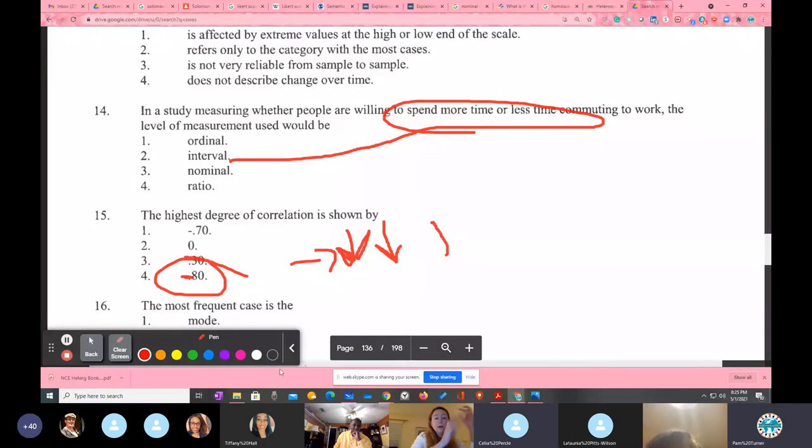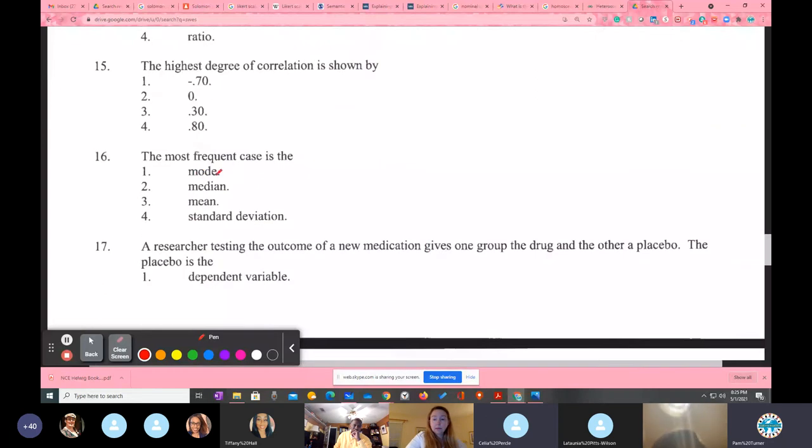Good. Okay. So the most frequent case is the mode, median, mean, or standard deviation. What does that mean, the most frequent case? My median is the exact middle, right? The number that is the exact middle. My mean is the average. He's the guy in charge. And my mode is the one that appears the most often.